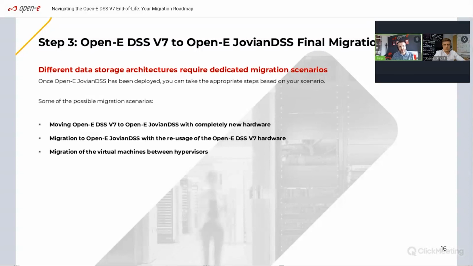So to sum everything up, once the system has been deployed, you can take the appropriate step based on your scenario. As I've said, some of you might be interested in moving your Open-E DSS V7 single node or cluster to Open-E JovianDSS on completely new hardware, while others might be considering using the already existing configuration for this migration. There is probably quite a big group of people willing to move their virtual machines between hypervisors.